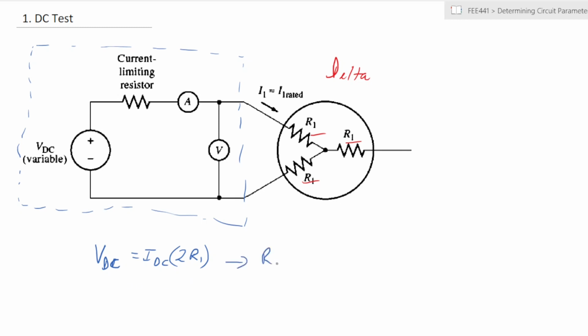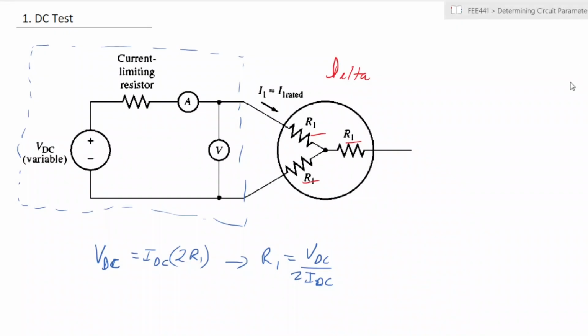Rearranging, you can therefore see that if we make R1 the subject, it will be given by VDC over IDC times 2. So half of those, right? Simply put, you straight away can get the value of resistance of the stator windings, which is given by R1. All right, so you have the first element of the circuit.